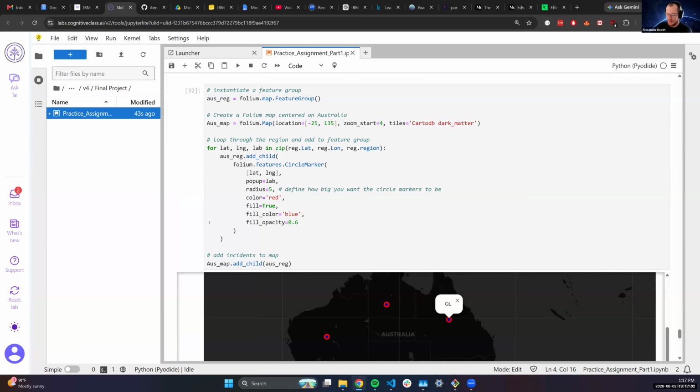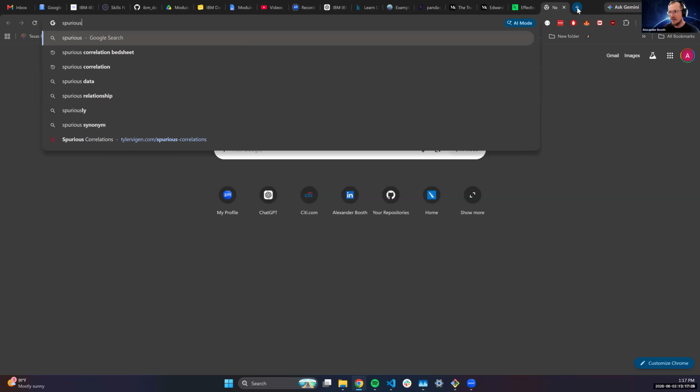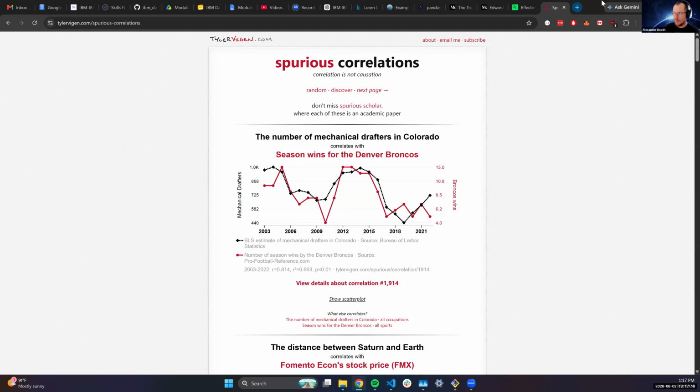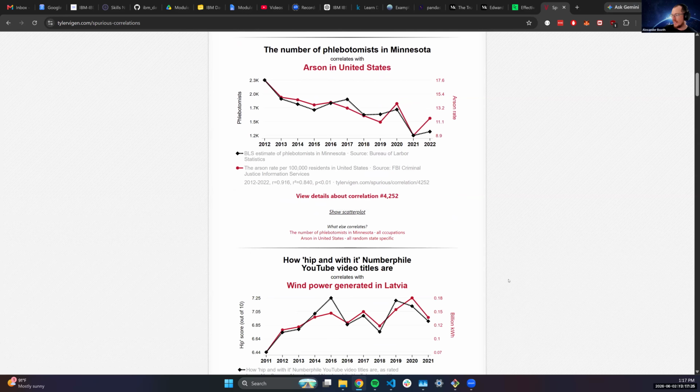One last quick thing, if you're still watching: on scatter plots, you can also lie with scatter plots. This can be known as spurious correlations. This is where we show and plot similar trends that actually have nothing in common. So let's see what we got. The distance between Saturn and Earth correlates well with the stock price of FMX. Let's see here.